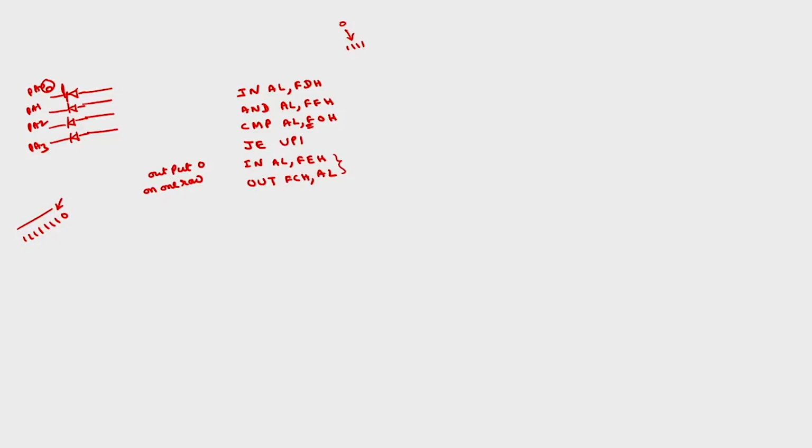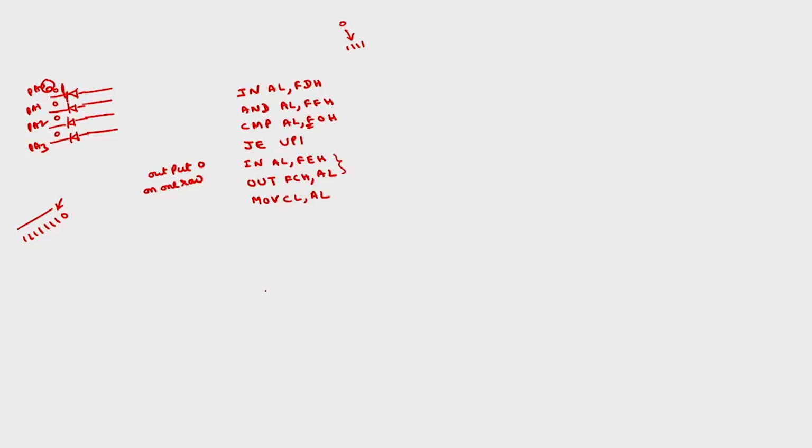Okay. Then I have to check whether any column is pressed. If not, I have to go for the next row. Here, in this FE, I have sent 0 here, next I have to send 0 here, next here, and next here. But this AL I am using for some other purposes, so I am keeping this value of AL in CL also, so that even if I use AL for some other purpose, the original contents of FE will be present in CL.